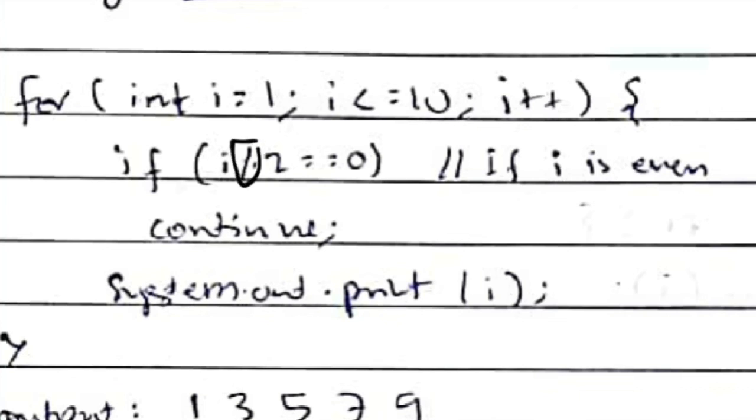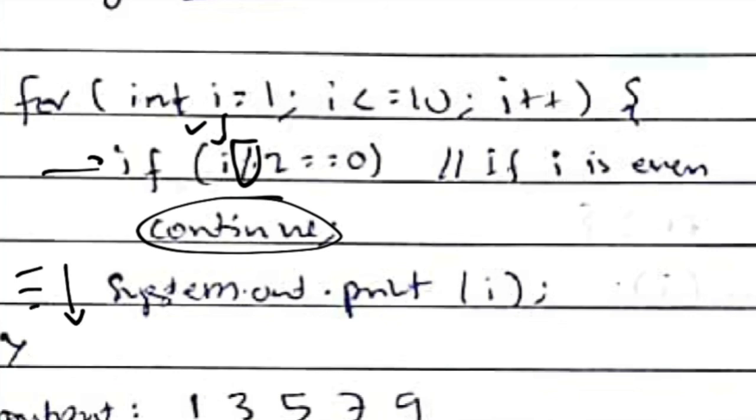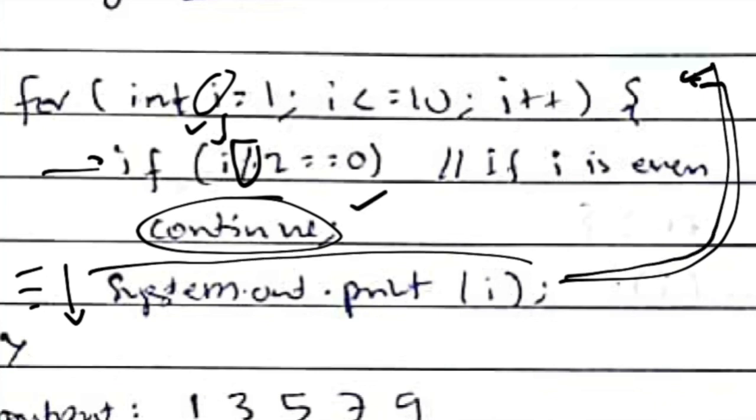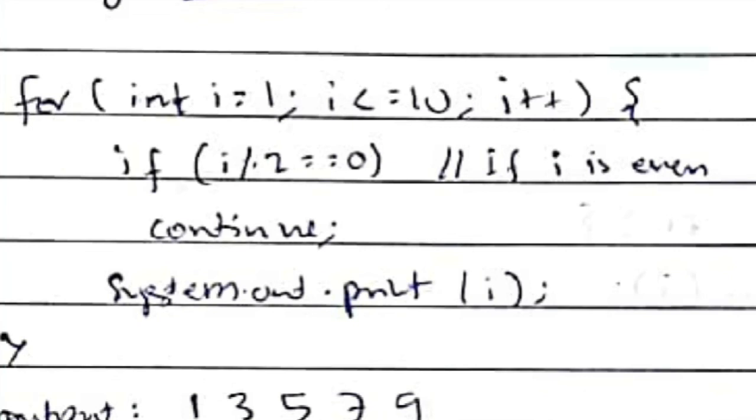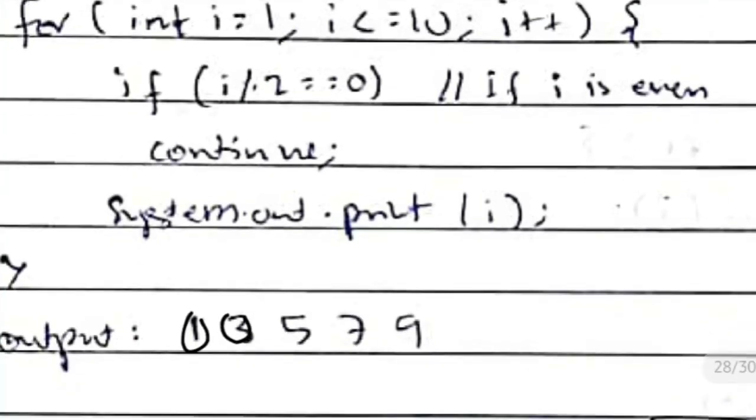Now what we have to do, if this is true, means if i's value is even, at that time continue. Continue means the rest of the statements will not be executed and it will start the iteration from here, okay. So what happens is only the odd values will be printed, because whenever i's value is even, at that time it will execute continue, which will start the iteration from here without printing the following statement, okay. So only odd values will be printed, 1, 3, 5, 7 and 9, okay.